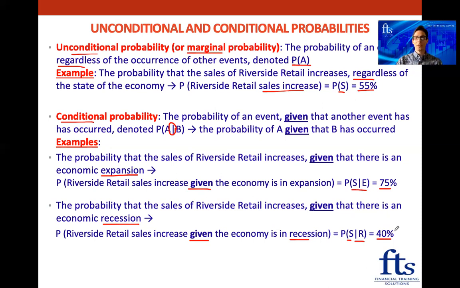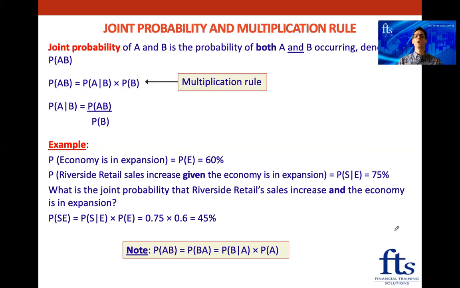Good. So now we're going on to joint probability and the multiplication rule. The joint probability of A and B means it's the probability of both of them occurring. And we denote it like this, with nothing in between. So if there's nothing in between the A and the B, we must just say the word and in our head.